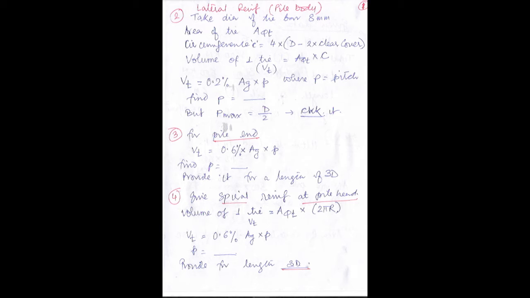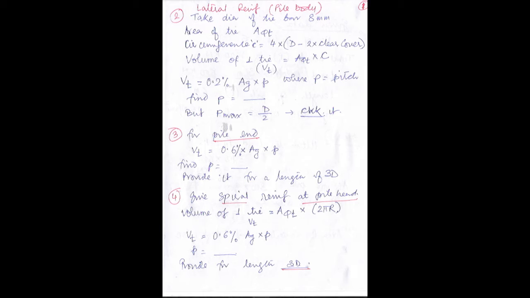If you are taking 400 by 400, then it will be 400 by 2. So check that the maximum pitch should be that much. Okay, so check that value. This step will be more clear to you when I explain it in the numerical problem. So the circumference part will be clear to you.